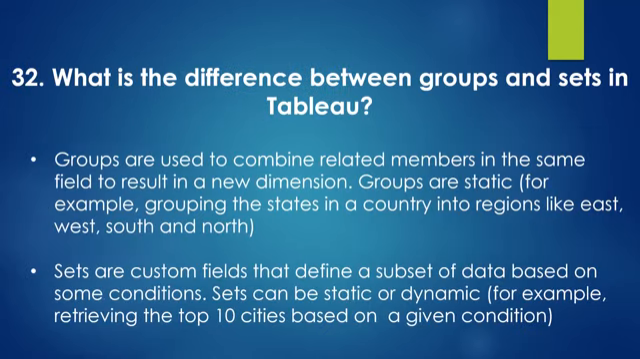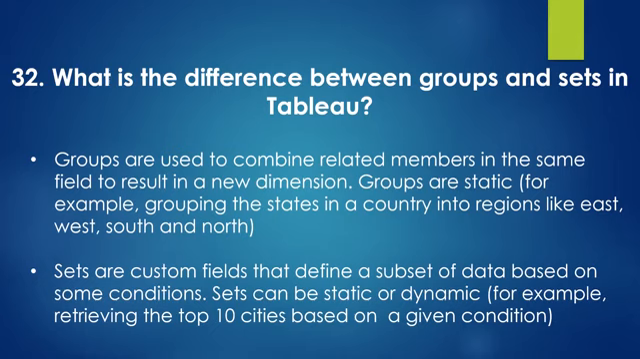What is the difference between groups and sets in Tableau? So groups are used to combine related members in the same field to result in a new dimension. So if you have a field and you have several values and you want to combine or create different groups in this field, you use groups. And groups are static. For example, grouping the states in a country into regions like East regions, regions in the West, regions in the South, and regions in the North. Whereas sets are custom fields that define a subset of data based on some conditions. So here, to create a set, we need conditions.